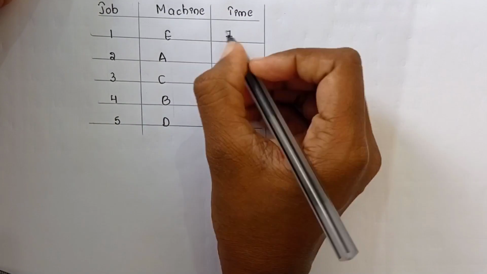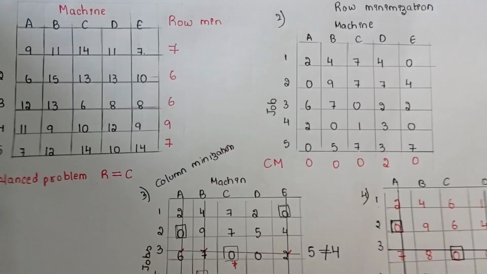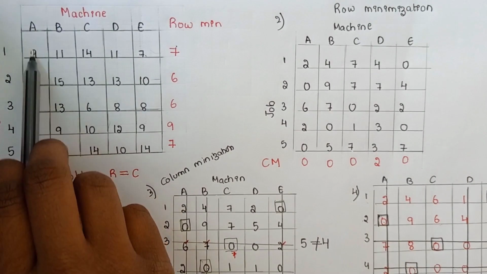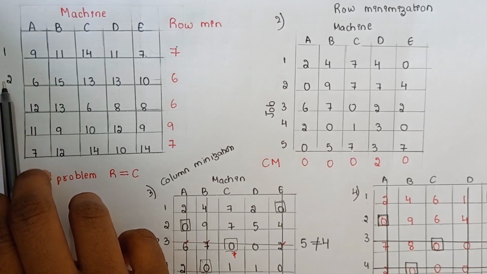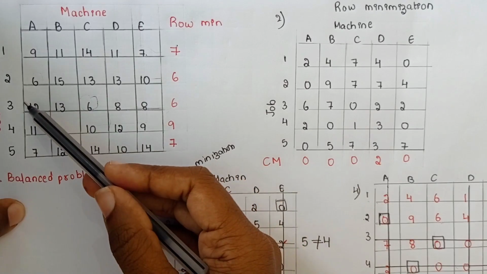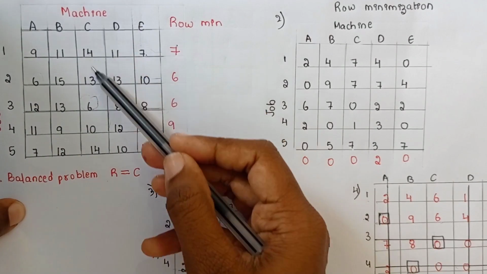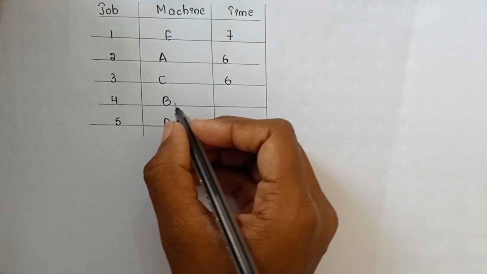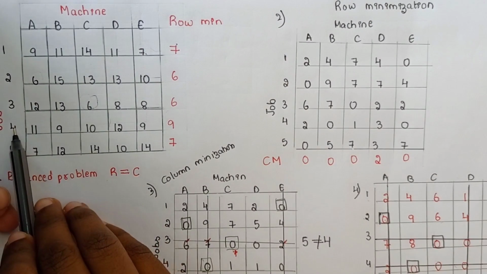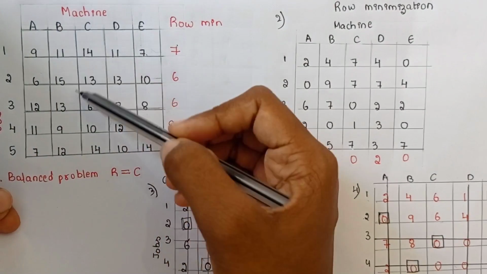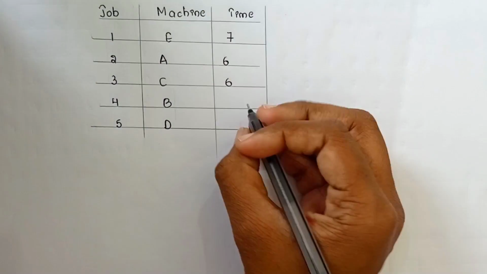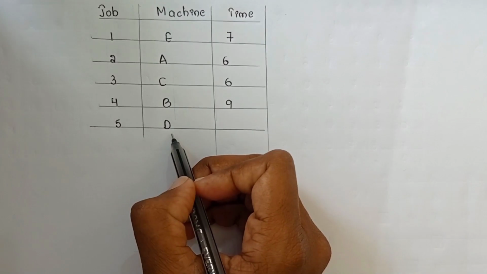So 7. Next, the second job is performed by the A at the time 6. So 2 is 6. The third job is performed by the C machine at the time 6. C is 6. And the fourth job is performed by the B machine at the time 9. 9. Okay. 5 is performed by the D.